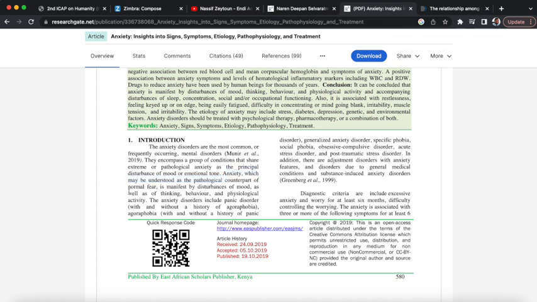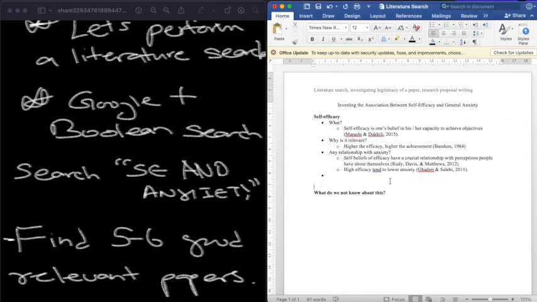Let's say anxiety is characterized by fear, mood disturbances, and distortions in thinking, something like that. Okay, so anxiety is, let's say, characterized by persistent fear, distortions in thinking, mood fluctuations, etc.